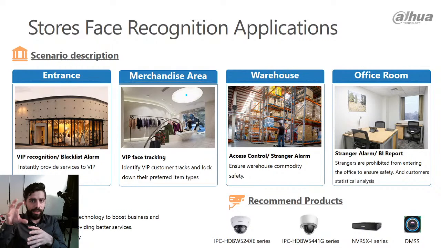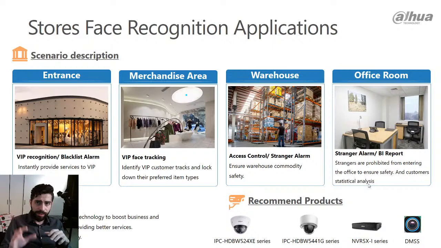Inside the warehouse, for the access control and stranger alarm, we have, in the office, the stranger alarm and BI report. So strangers are prohibited from entering the office to ensure safety, and customer statistical analysis, as we said before for the BI report, based on the facial recognition, we can identify his main female, etc., at a certain time, when they are entering the shop, what time, etc.